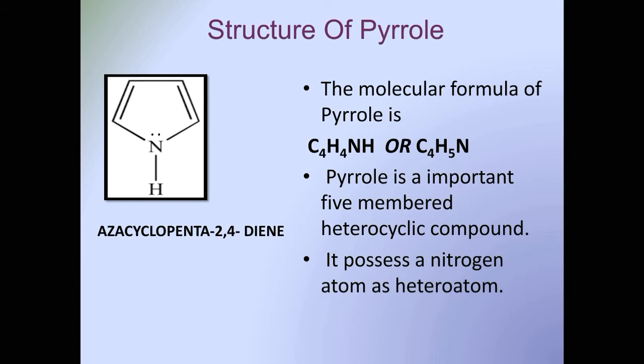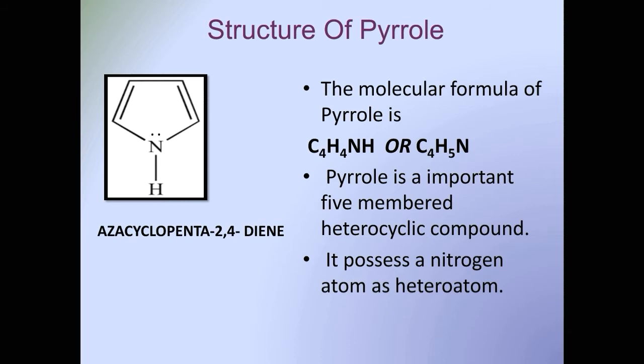It is a 6 pi electron aromatic compound bearing 1 heteroatom, which we know is nitrogen. Here we have double bonds, so we have 4 pi electrons in those 2 bonds and 1 lone pair on the nitrogen. The IUPAC name of pyrrole is azacyclopenta-2,4-diene. So this is the structure.